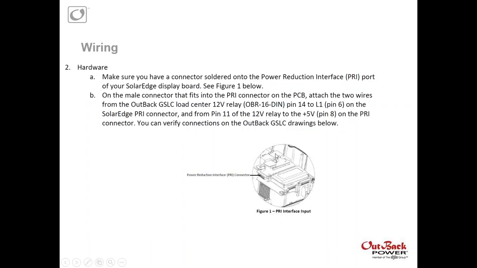So first, on the SolarEdge inverter, the power reduction port is attached to the board when you open up the inverter. And some of them have this PRI connector already attached. Most of them, I believe, have that in the box. It's a very basic, I forget if they call it a 9-pin. There's a couple different sizes, but that should be an easy enough thing to source. And you basically are going to make sure that that is attached to the power reduction port on the board in the actual SolarEdge inverter, and then make sure that the male connector can attach to the load center via that OBR-16 relay.